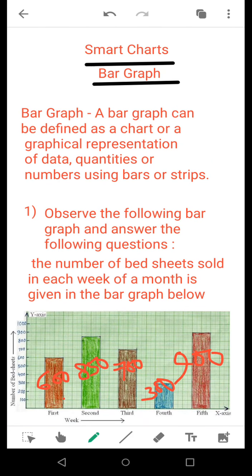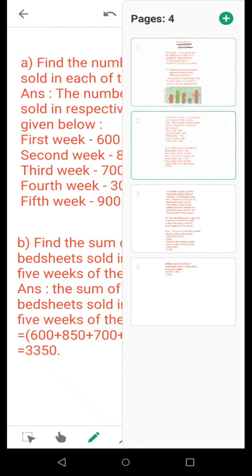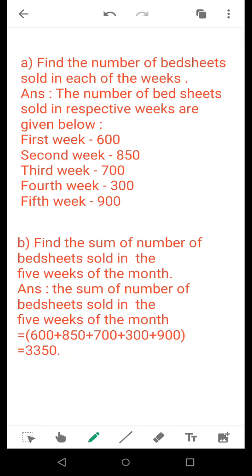Now, let us move to the question part. Now see, the first question is find the number of bed sheets sold in each of the weeks. Now, same thing you have done for the pictograph. Here also you find out the number of bed sheets sold in each of the weeks.